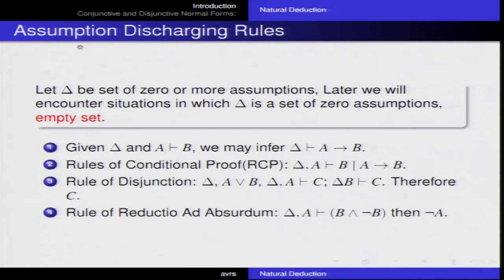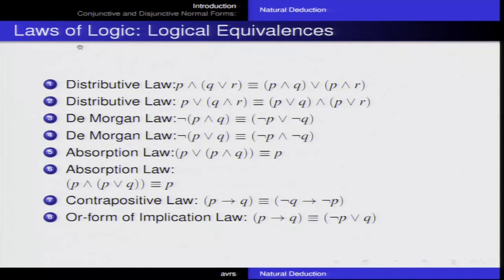The rule of disjunction tells us that given delta and A or B, if you deduce C from A given delta, and you also deduce C from B given delta, then you can deduce C. These are truth preserving rules. Then the fourth rule tells us that if you deduce a contradiction from assumptions A and delta, then obviously you conclude not A. These are some of the simple rules which we follow.